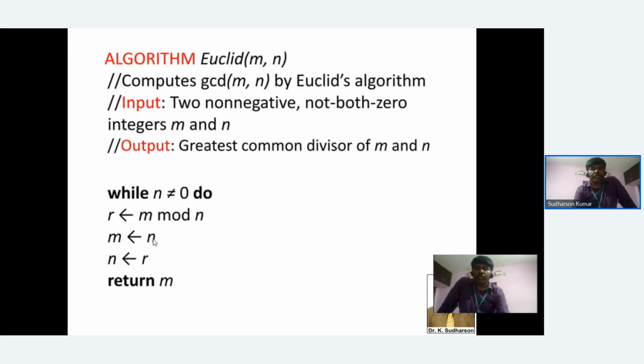Now let's see one example you can understand very easily. Compute GCD of m and n by Euclid algorithm. The input is two non-negative integers, and the output should be the greatest common divisor of m and n. While n is not equal to 0, compute m mod n, that is the remainder. Then you have to swap, m becomes n and n becomes the remainder. Then again do the operation while n is not equal to 0. So this is the procedure to find GCD of two non-negative integers using the Euclid algorithm.